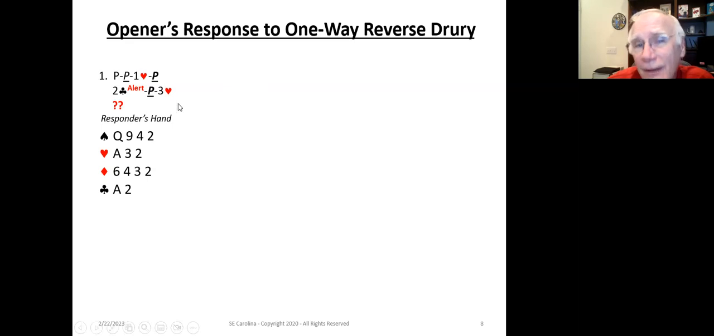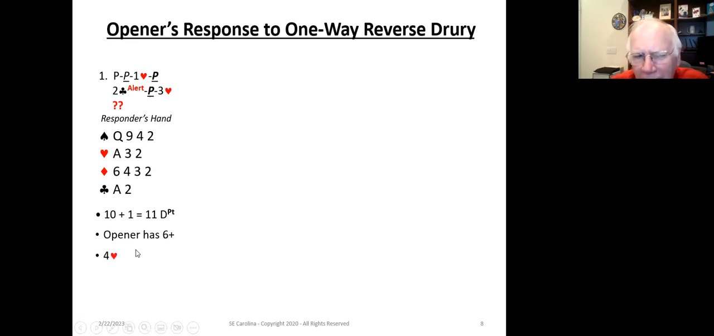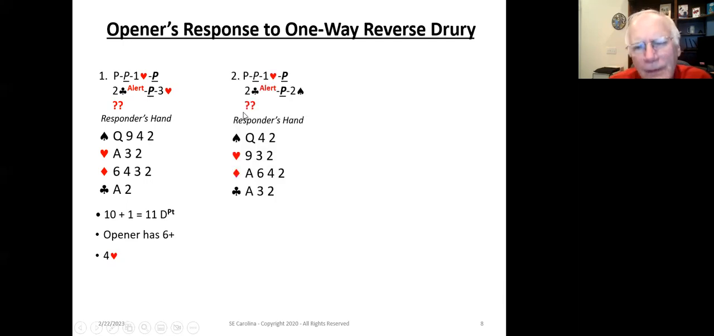Once your partner says they've got 6 plus cards in a suit, you're going to play in a suit contract, and you're not going to be real interested in playing no trump. So what's going to happen here? We've got 11 distribution points because we've got 1 extra distribution point for having the doubleton in clubs. We know the opener's got 6 plus. We're just going to go ahead and bid 4 hearts. Easy, because we got all that information about what our partner, the opener's hand, looks like.